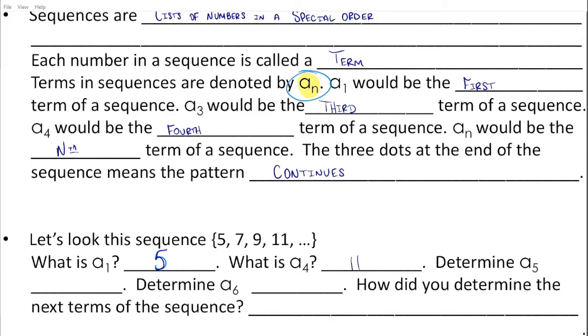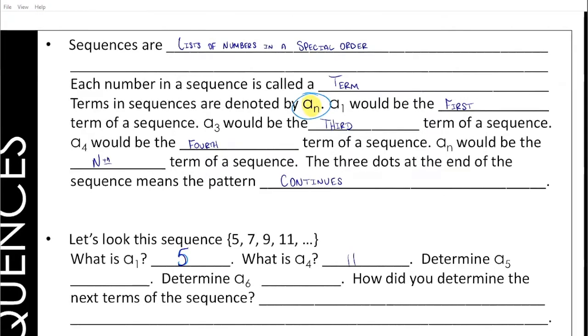And because we're pretty smart, we know what we're doing, we can determine a5 and even a6. So if we look, 5 to 7, they added 2. 7 to 9, they added 2. 9 to 11, they added 2. So to go from the fourth term to the fifth term, they're just going to add 2. So at 11, we add 2 to get to 13. That's the fifth term. To get to the sixth, we add 2 and wind up at 15.